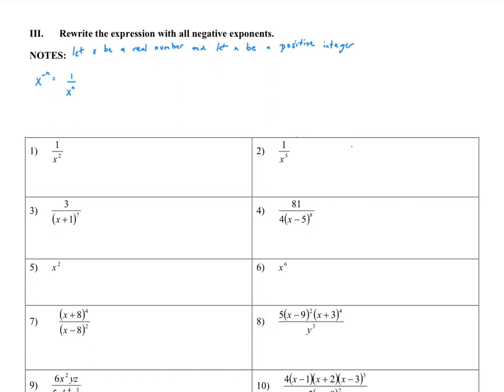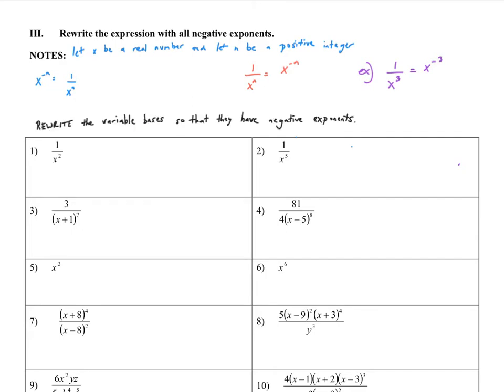In these examples, we're starting with something like 1 divided by x to the n, and we need to rewrite it using a negative exponent. So that's equal to x to the negative n. So for a quick example, 1 divided by x cubed is the same thing as x to the negative third. In your calculus course, it will be very important to rewrite expressions using negative exponents.